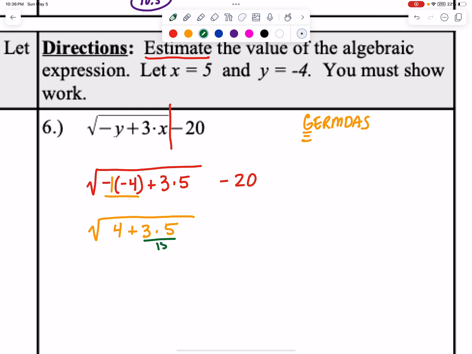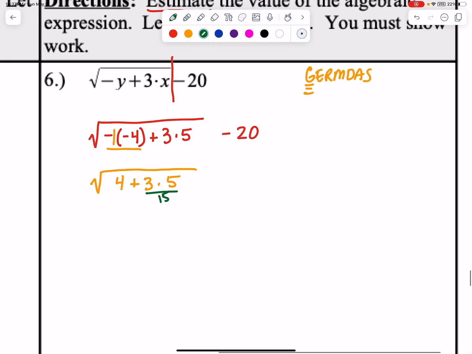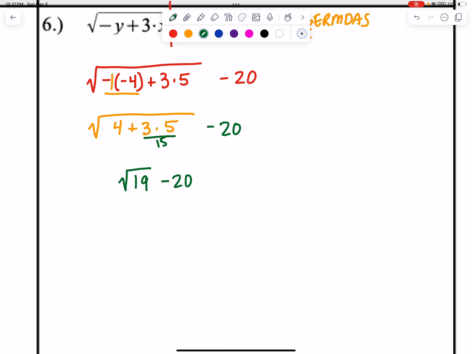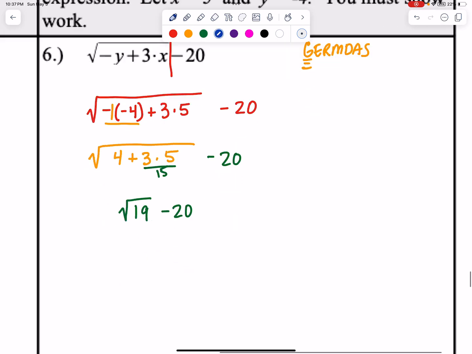I'm just going to write it as a little note, because we can do this quick work here. Then we have 15 plus 4, so 15, 16, 17, 18, 19. So we have the square root of 19. Now, I don't want to lose my minus 20. It's easy to focus and lose that. So we need to do the square root of 19 minus 20. Now, the problem is I don't know the square root of 19. That's why it said estimate.